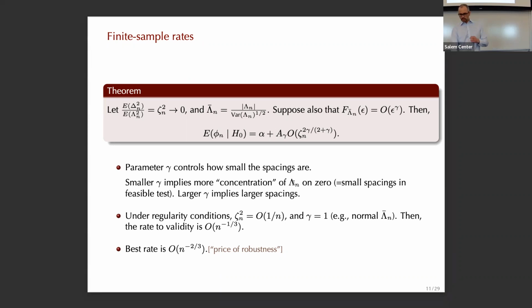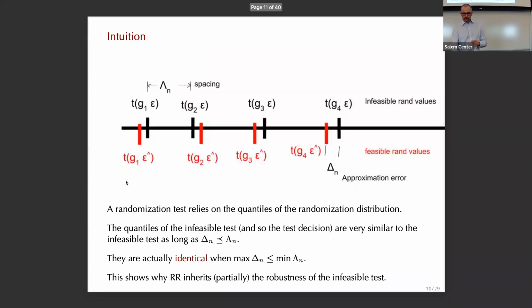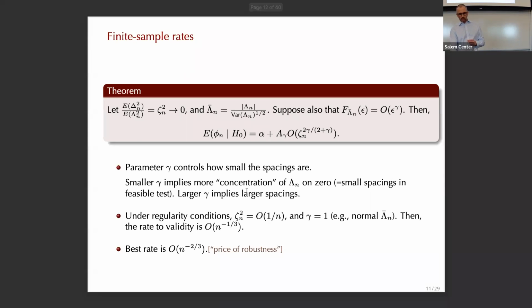So I can try to make it a little simpler. This gamma here that I'm using essentially controls how big these lambdas are. When these gammas are small, so when the distribution of the spacings gives you spacings that are very small in the infeasible test, then the rate goes down. So it makes the approximation harder.